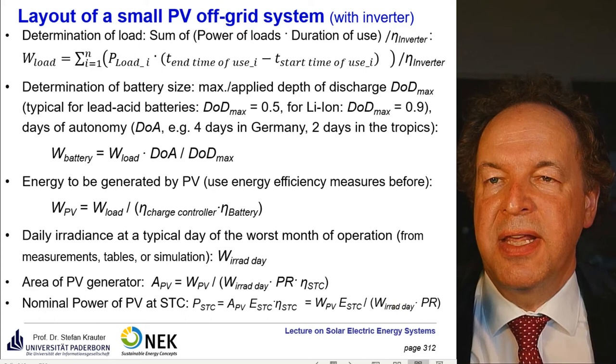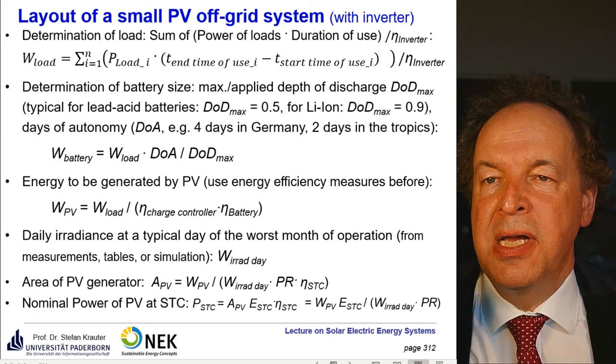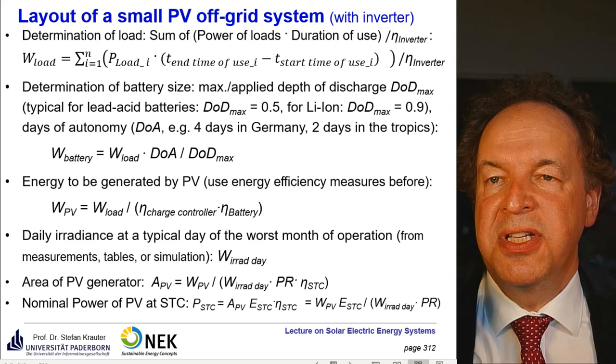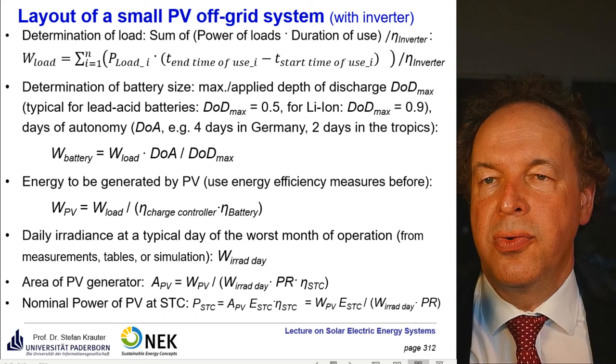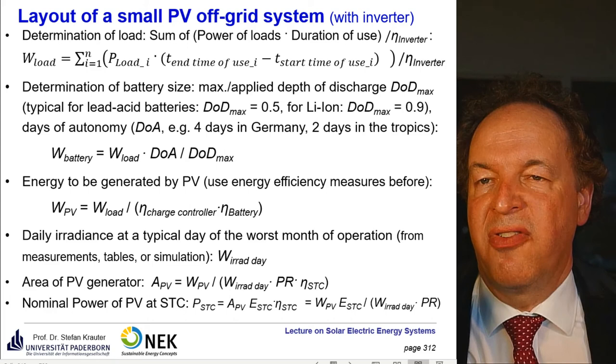The values depend on whether it's the tropics, where you have high ambient temperature and therefore also high operating temperature, so the performance ratio is in the vicinity of 0.8. In Germany, usually the performance ratio is in the vicinity of 0.9. But this depends very much on the local conditions. Just remember the lecture when we discussed the PV modules and so on, the performance ratio.